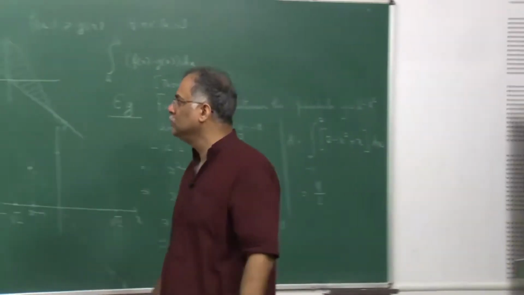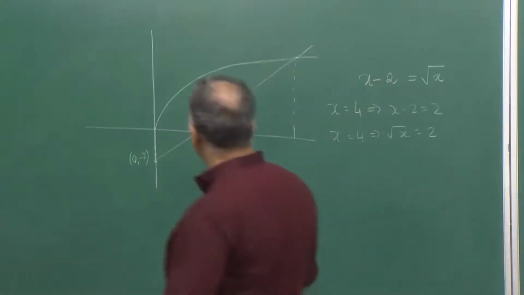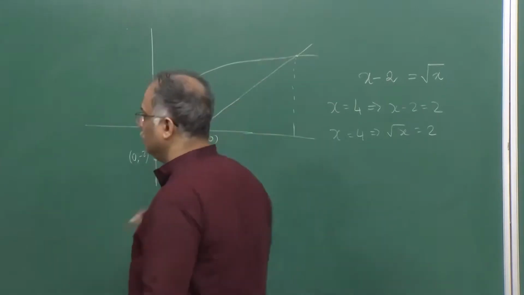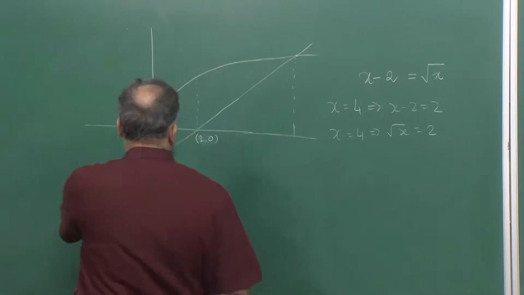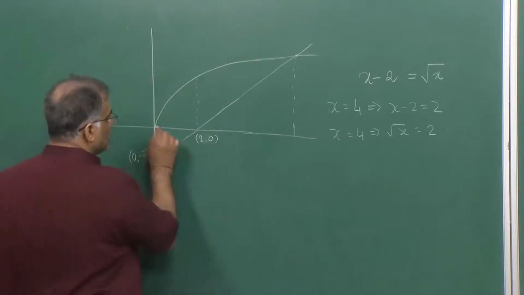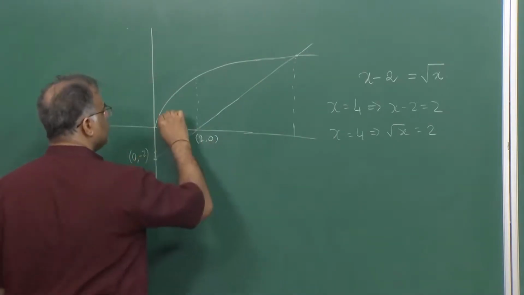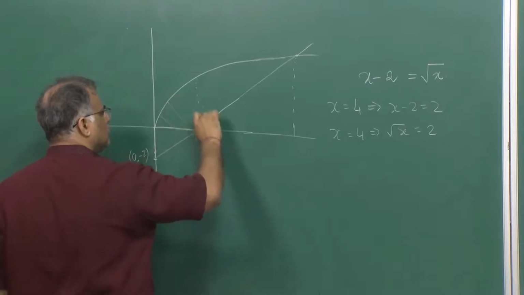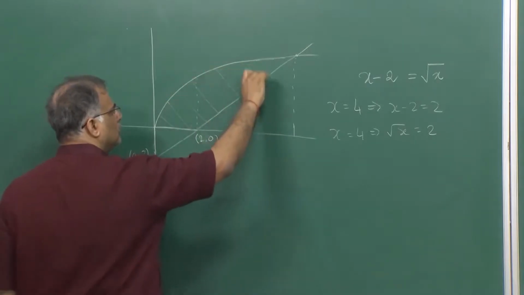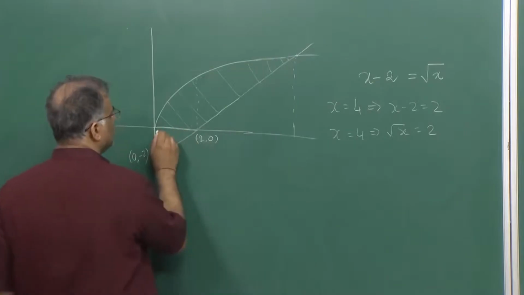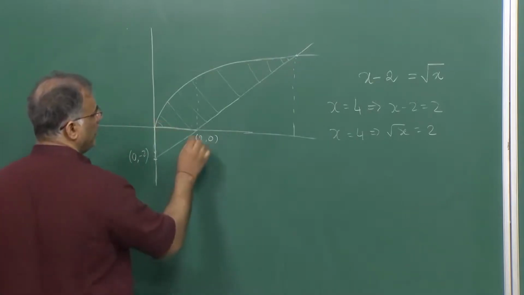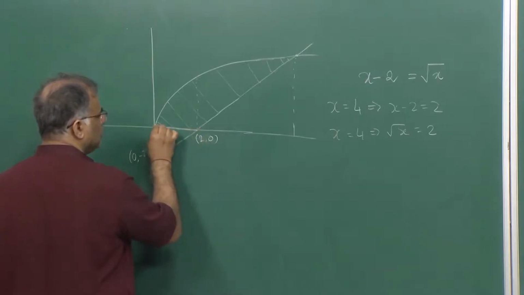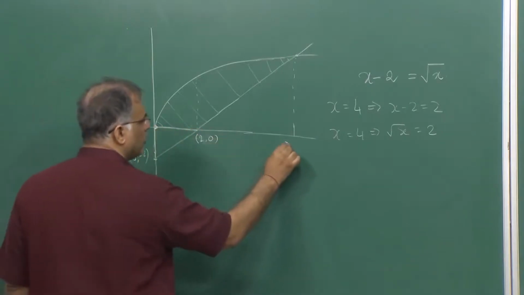I am supposed to find the area only in the first quadrant. So this part is forgotten, and I just have to find this area, which means I am finding the area from 0 to x equal to 4.